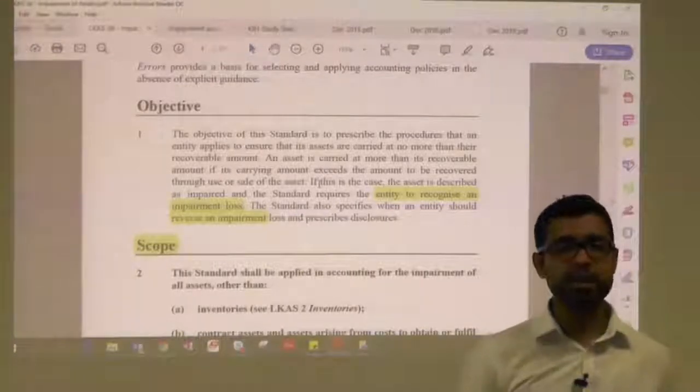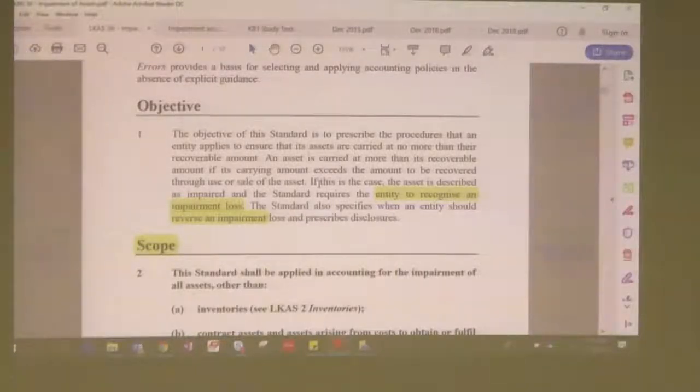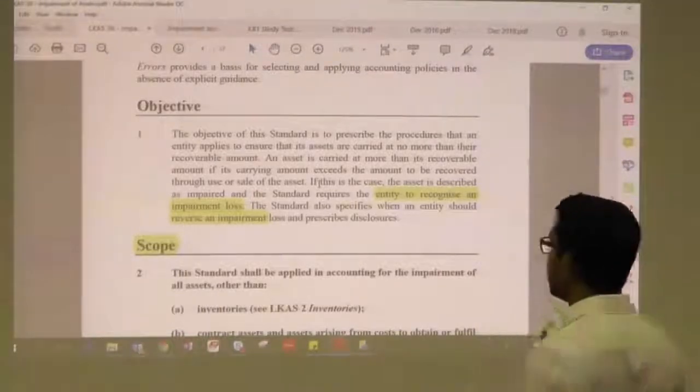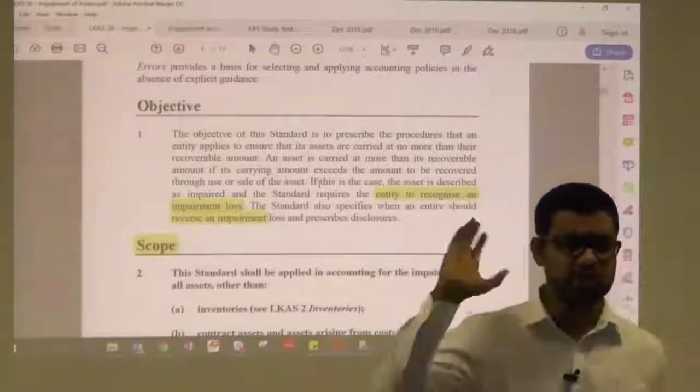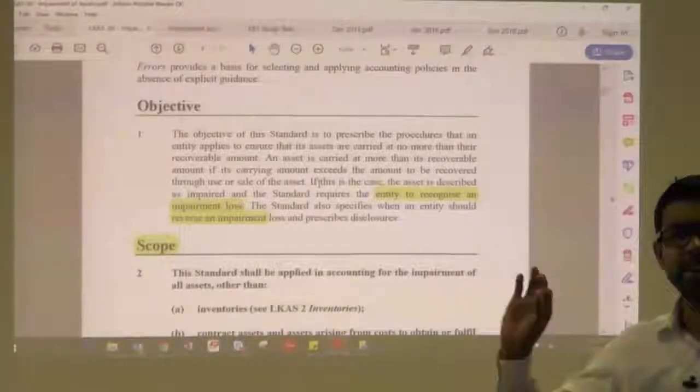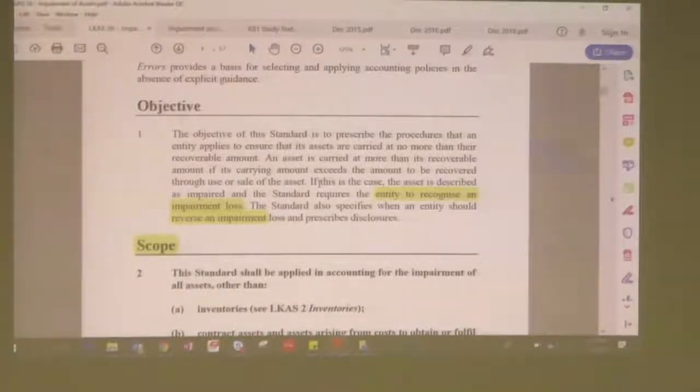Today you recognize impairment, but at the end of next year the asset may have appreciated, not be impaired. So how do you treat those situations? That is the objective of this standard, right? Don't keep things in your mind. Just highlight and know it, don't try to remember, right?